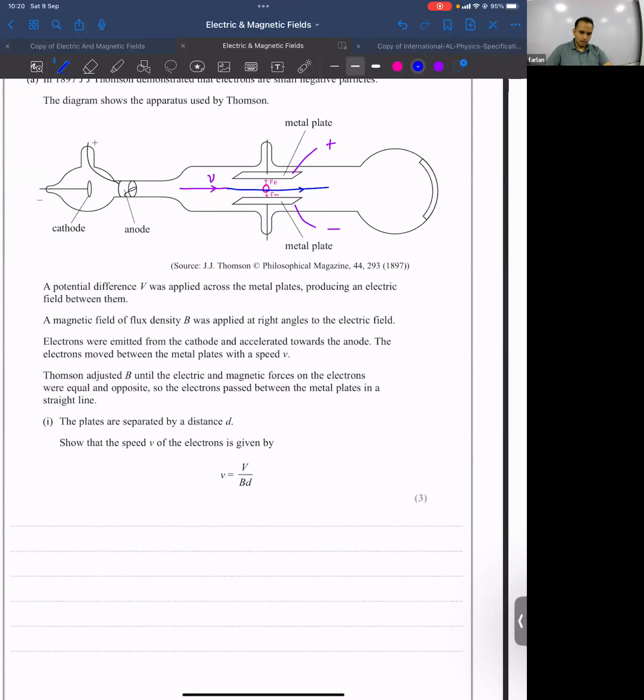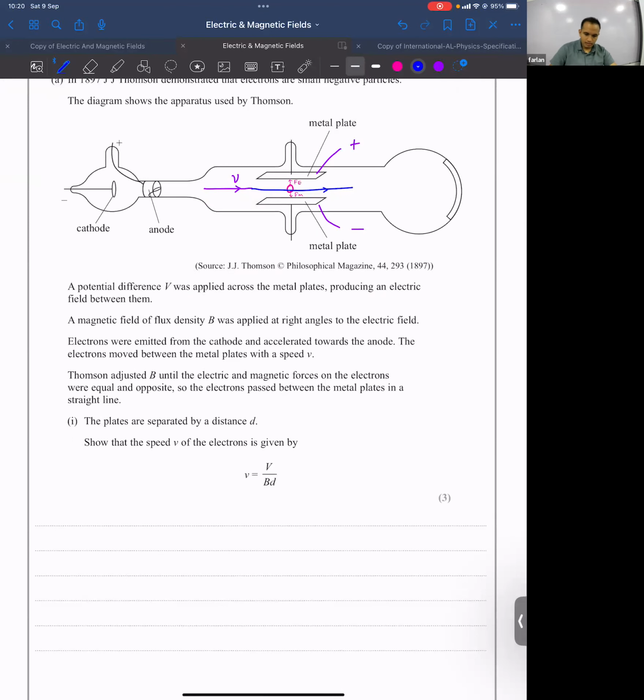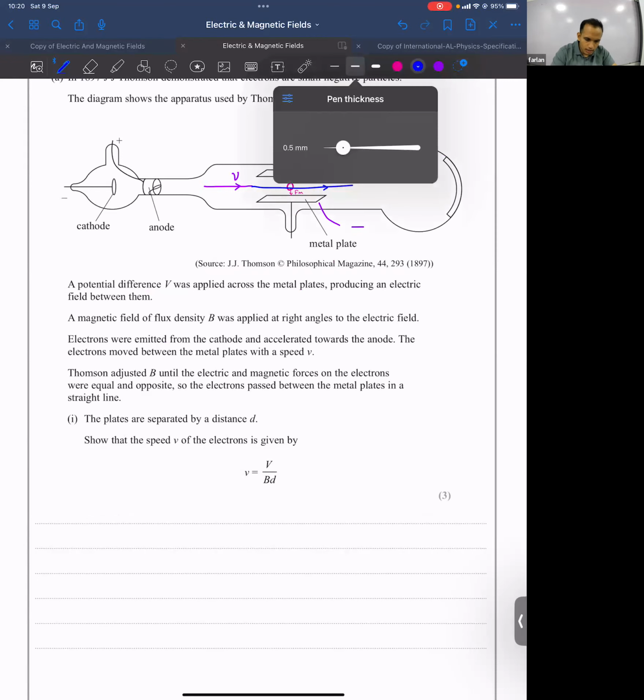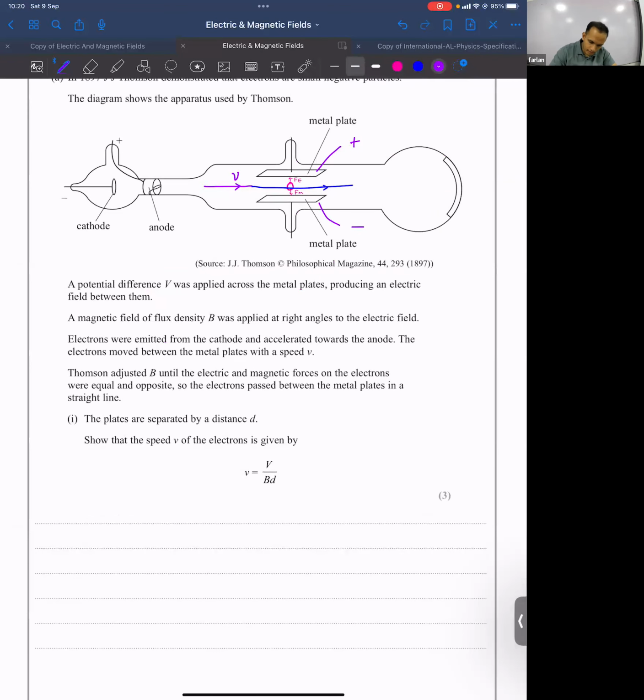Fine. The question is now, the plates are separated by a distance d. Show that the speed v of the electrons is given by v equals V over Bd. The electric field strength between the plates is given by V over d, the potential difference between the plates divided by the distance between them. For a parallel plate, the electric field strength between them is given by V over d.